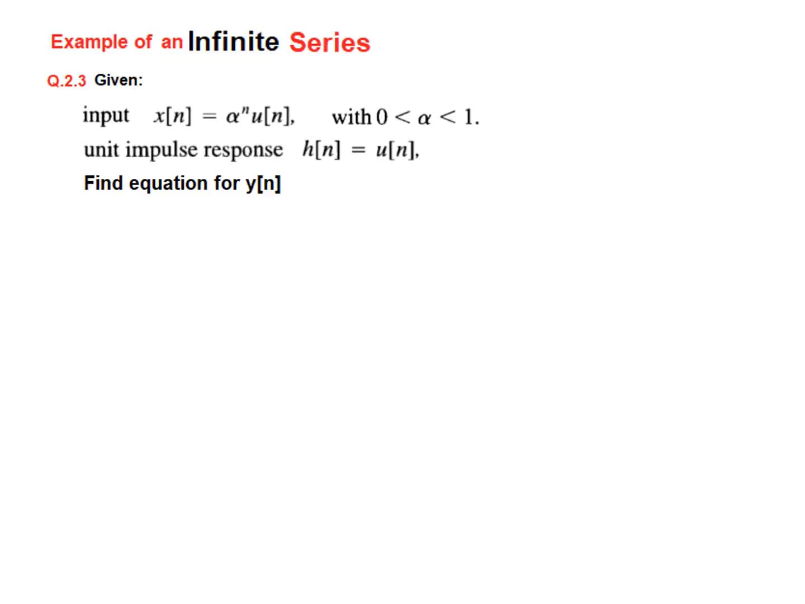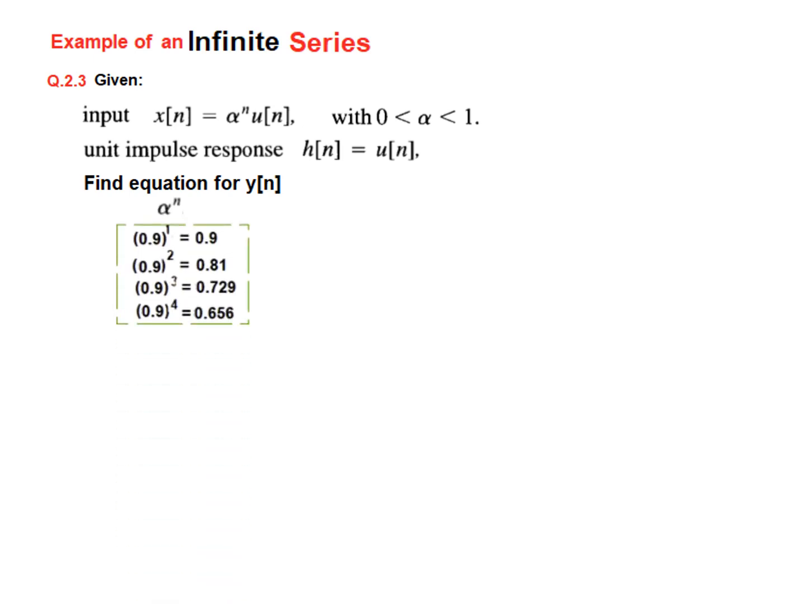Okay, our next example is of an infinite series. We did the last two examples of a finite series. So let's see, this is the input signal. x[n] is alpha power n u[n], and I hope you know what is the meaning of u[n]. That is, the signal is present towards the right hand side of zero, nothing on the left. And also alpha is defined to have a value between 0 and 1. And the unit impulse h[n] is u[n], so it is also impulses on the right hand side. And we have to find the equation for the output y[n].